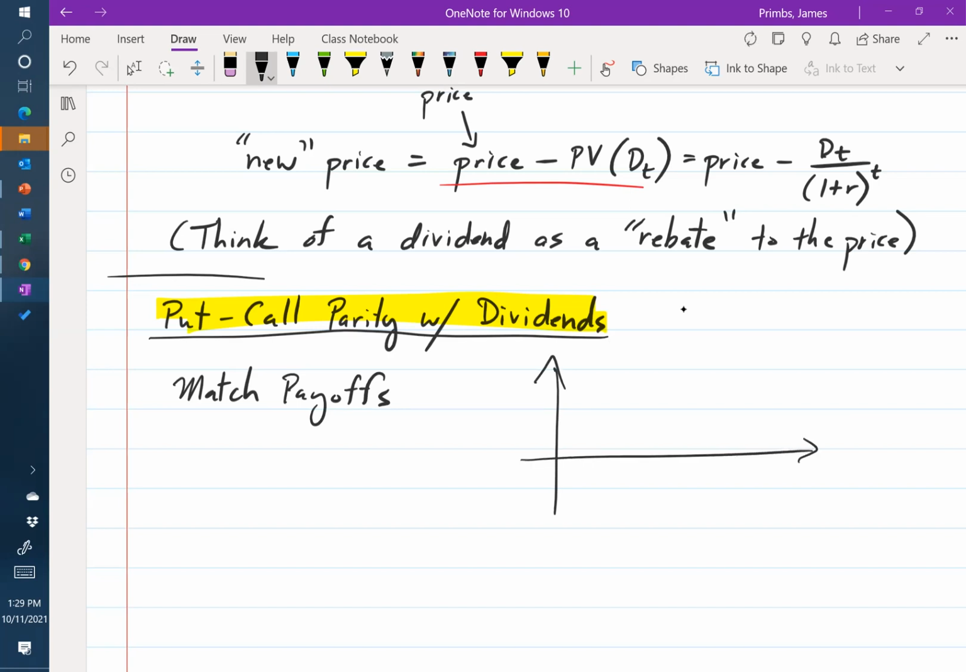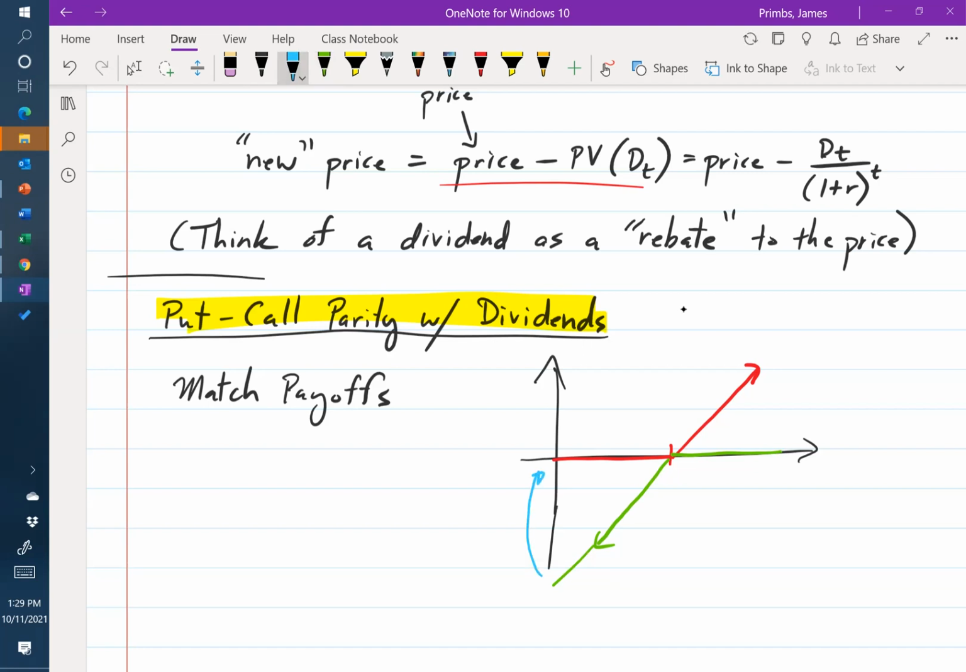I'm going to go through this kind of quickly, but hopefully you remember this. We have a strike price. What did we say? We said long a call. Does everybody remember how we got to put call parity? Long a call, short a put, right? So that went down. And then what did we do?